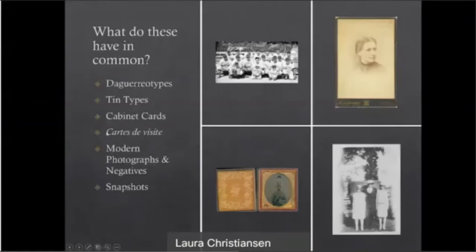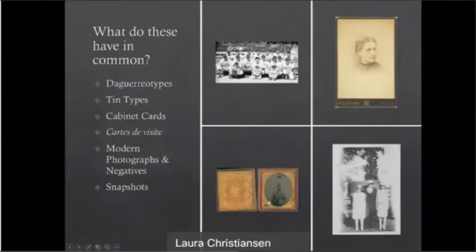So let's take a look really quickly at a cross-section of photographs. On the screen, you should be seeing a daguerreotype here in the bottom left-hand corner, a carte de visite, a nice snapshot of a baseball team that's modern, and some other images of photographs. It may seem, looking at these, that these are all very different.